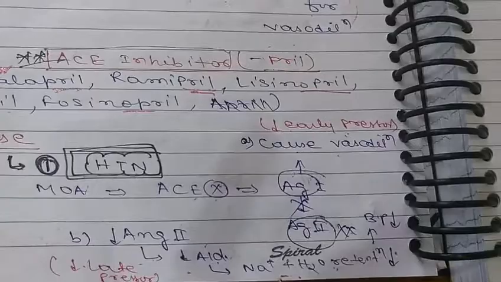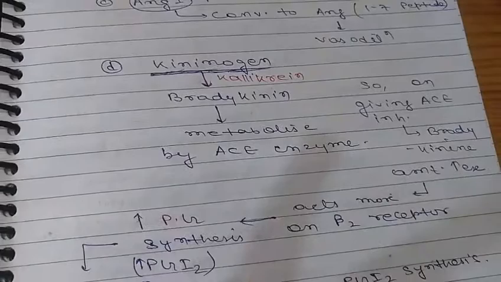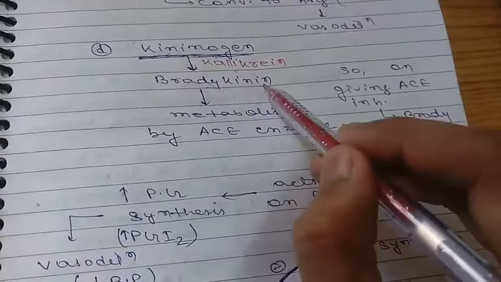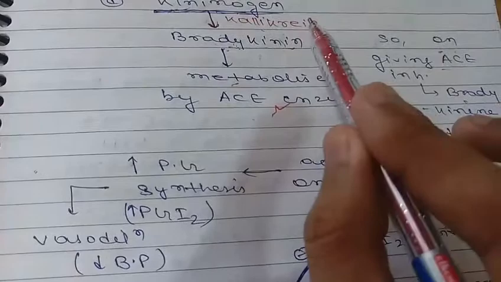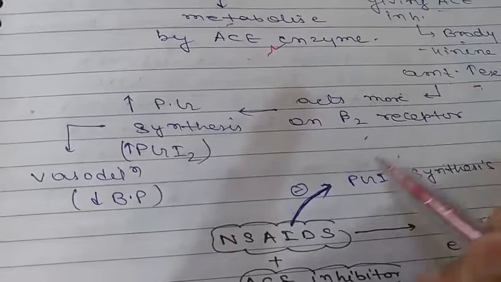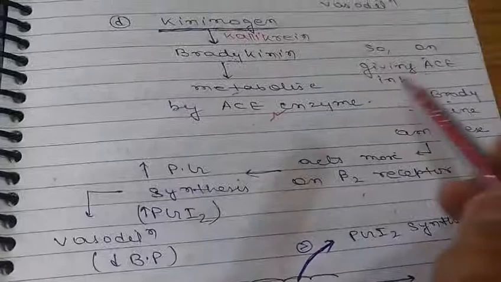Now we will move to the next. Angiotensin 1 amount is increasing, so it will be converted into angiotensin which has the 1 to 7 peptide, and this will also cause vasodilation. Now this is important, kininogen. So kininogen is acted upon by kallikrein and converted into bradykinin, and this bradykinin is metabolized by ACE enzyme. So if you are giving an ACE inhibitor, then bradykinin amount will increase. If you have inhibited this ACE enzyme, then bradykinin will not be metabolized, and if bradykinin is not metabolized, then it will act on its beta 2 receptors, okay, and it will increase prostaglandin synthesis, mainly your prostacyclin, and this will lead to vasodilation, that is decrease in BP.